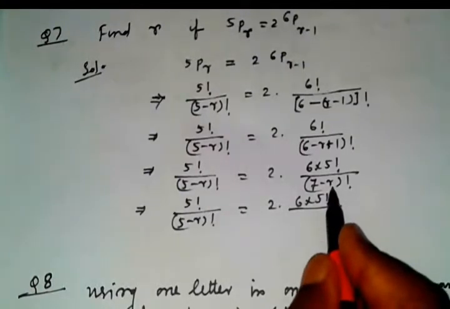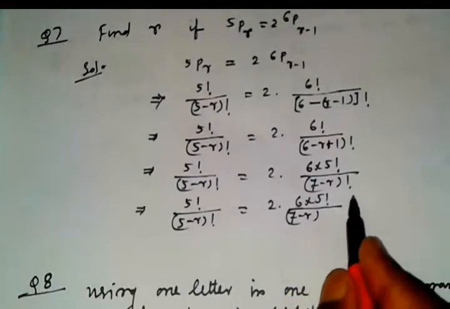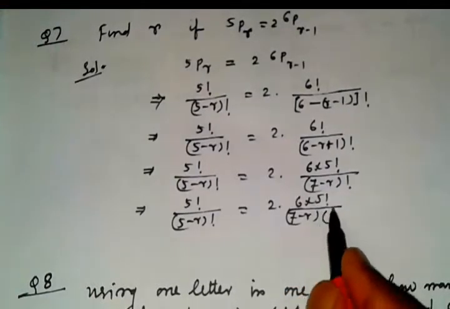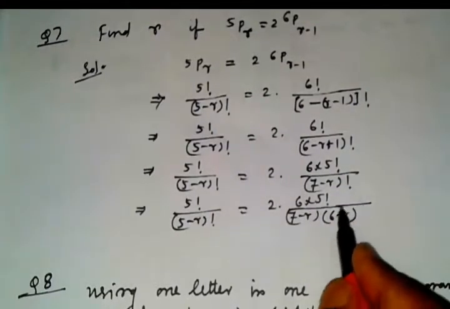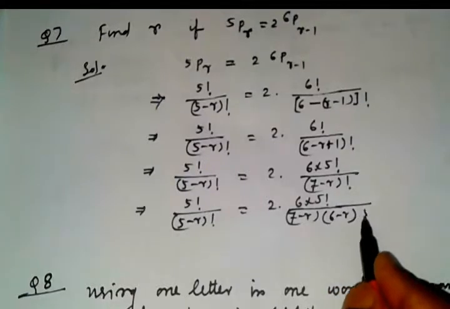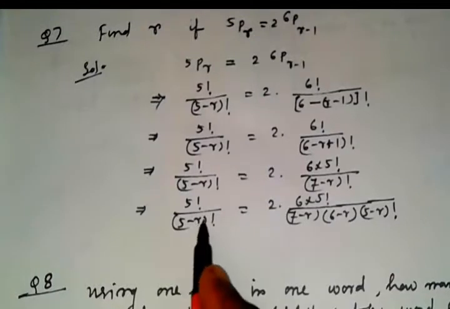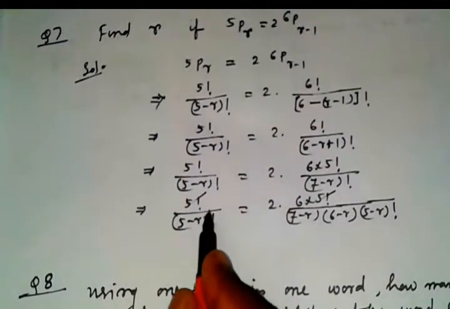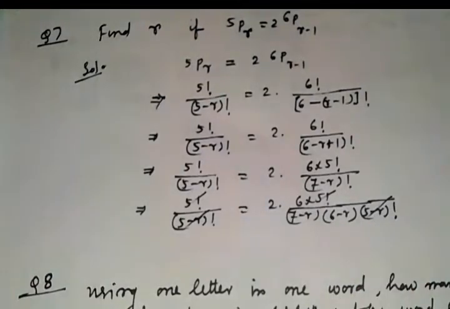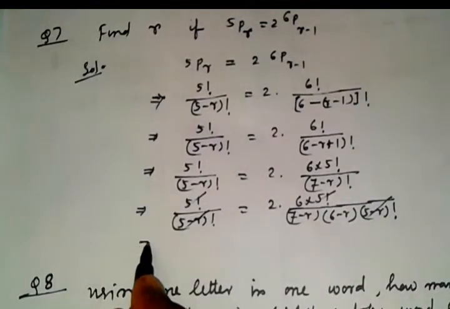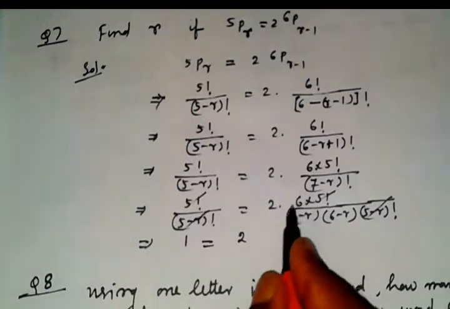We can split this in this way: 7 minus r factorial is 7 minus r into (7 minus r minus 1), that is 6 minus r, and next, 1 will decrease from here, that is 5 minus r. We have to stop here. Now we can cancel factorial (5 minus r). Then 1 is equal to 2 into 6, that is 12.